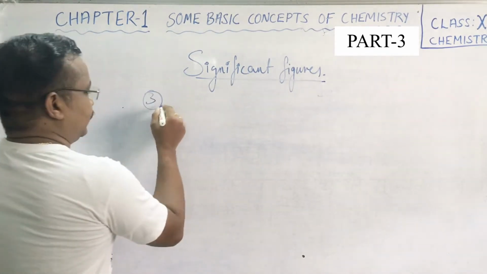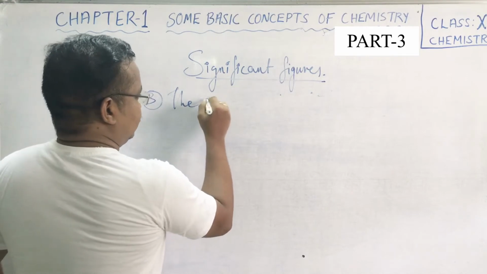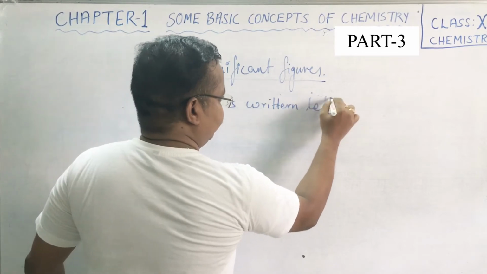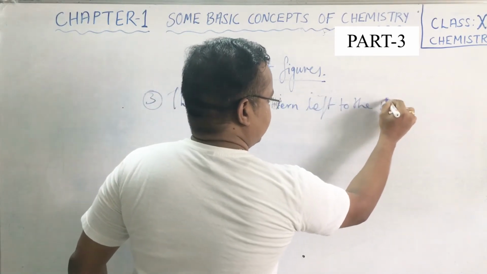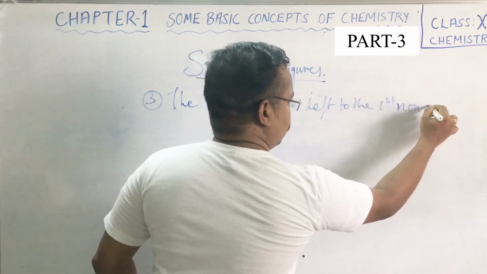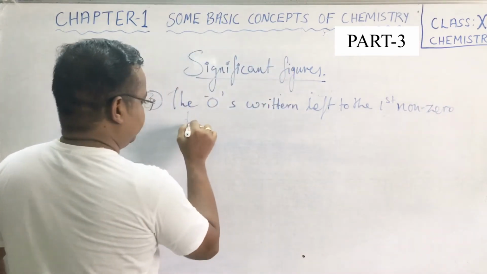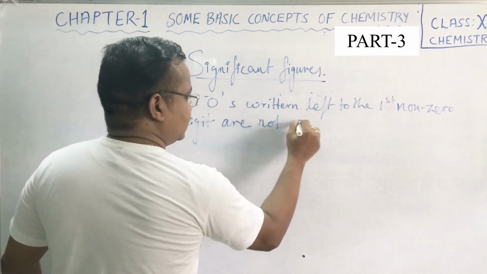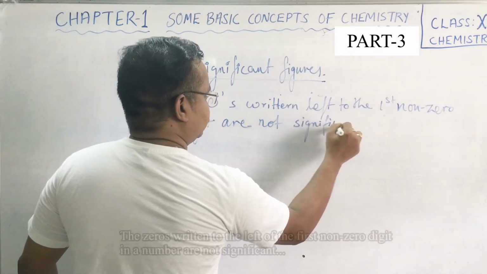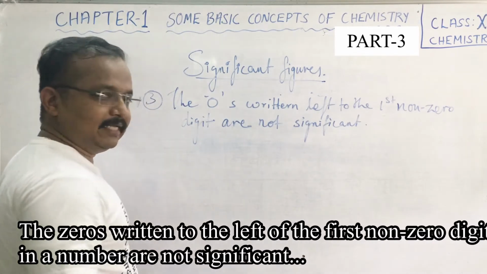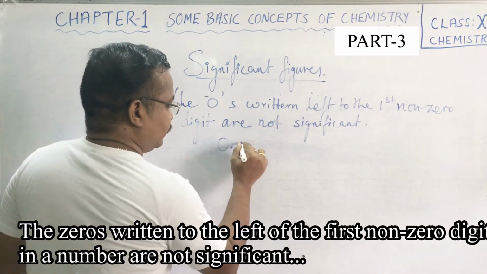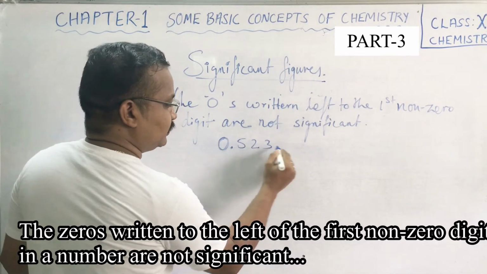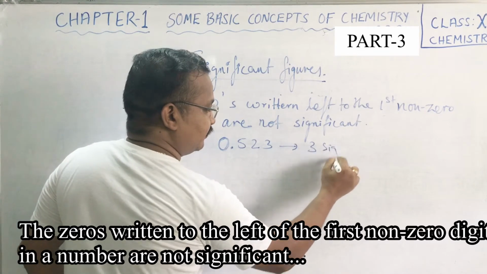Okay, children. Third one: the zeros written left to the first non-zero digit are not significant. That means 0.523 has 3 significant figures.